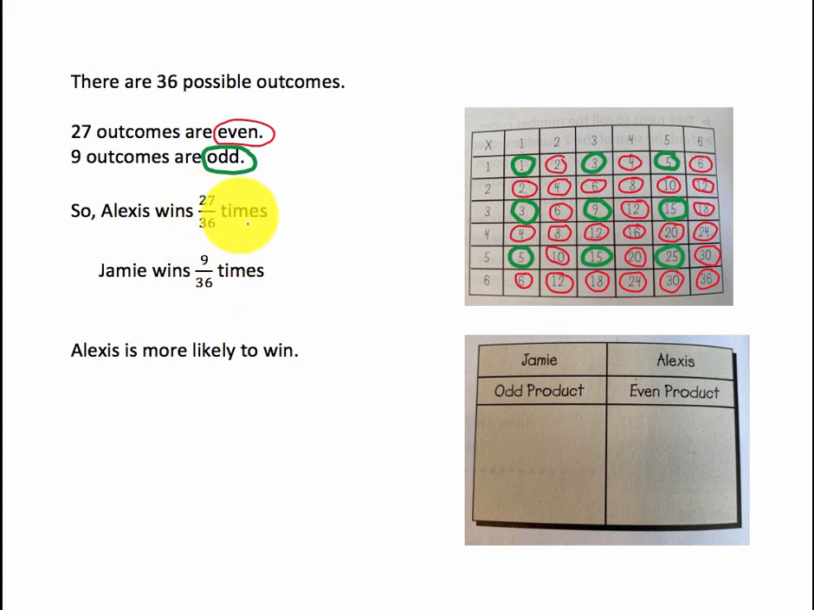Now I could actually simplify these here. I can divide both these numbers by 9. 27 divided by 9 is 3, and 36 divided by 9 is 4. So it's a 3 in 4 chance, like a 3/4 chance, that it will be even. And for this one, I can also divide each number by 9. 9 divided by 9 is 1, and 36 divided by 9 is 4, so it's a 1 in 4 chance. So 1/4 of the time, Jamie will get a point, but 3/4 of the time, Alexis will get a point. So in this game, Alexis is most likely to win.